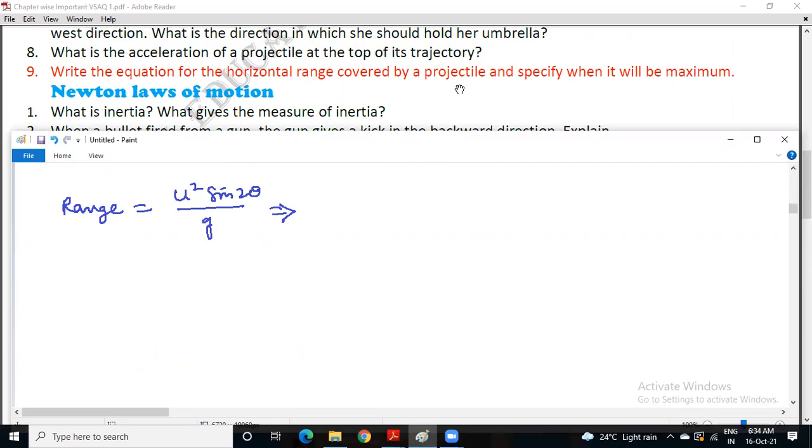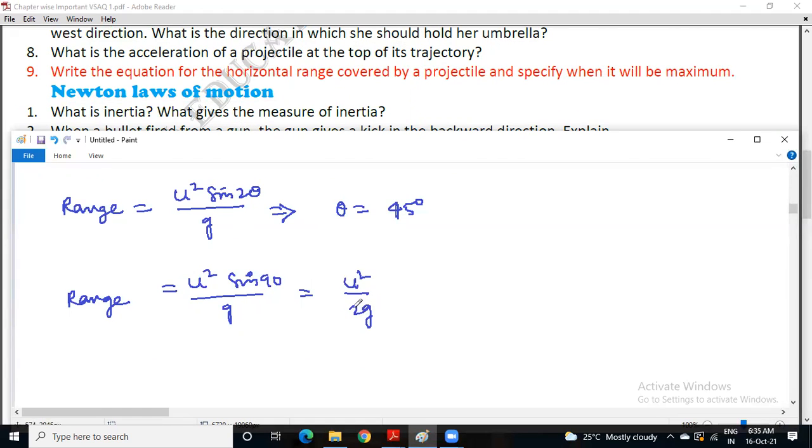And in association with this question, there is a point given. When will it be maximum? So assume theta is 45. So why 45 means, if you take 45, there is a possibility for you to get sin 90. So I think you might be knowing sin 90 is maximum, so u square by g. So this is the range. So it will be u square by 2g. U square by g only, sorry. So this is the answer for this question.